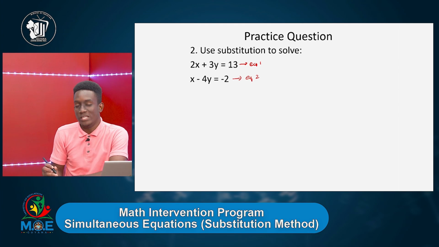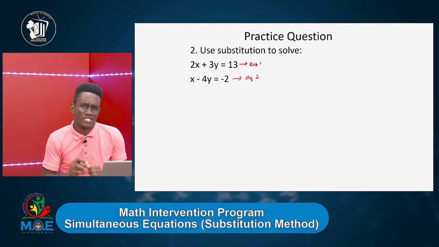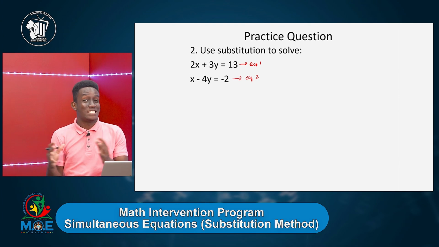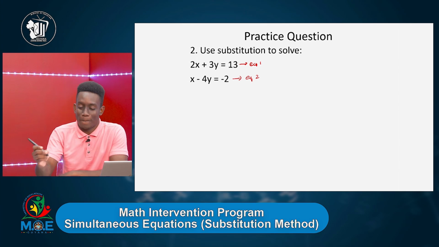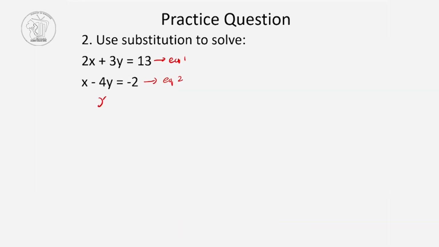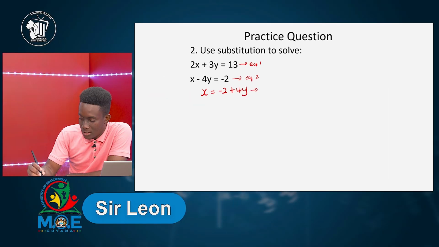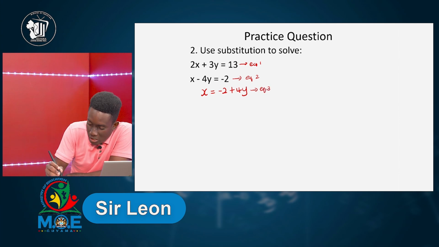The first thing we need to do is identify which variable is by itself to see if the substitution method is a nice and easy method to use. We see we have x by itself here. So we can make x the subject. We'll have x is equal to negative 2, and when we take over this minus 4y, we'll have plus 4y. We can call this equation 3. So we saw that we used equation 2 to make x the subject.